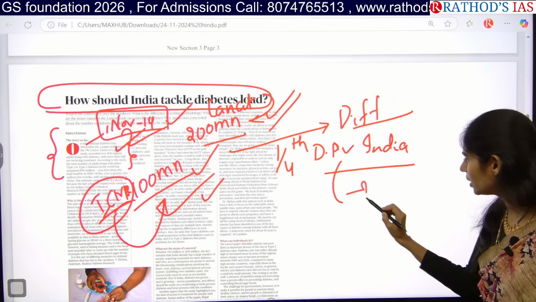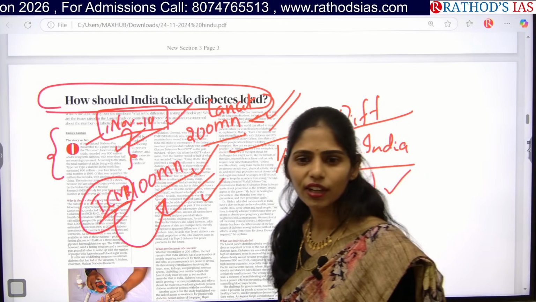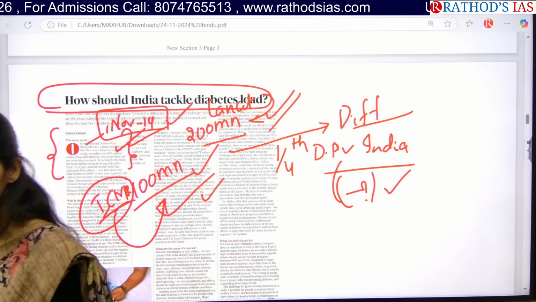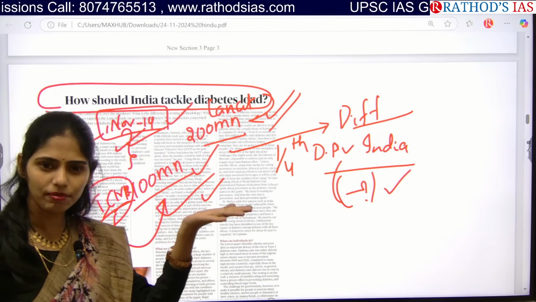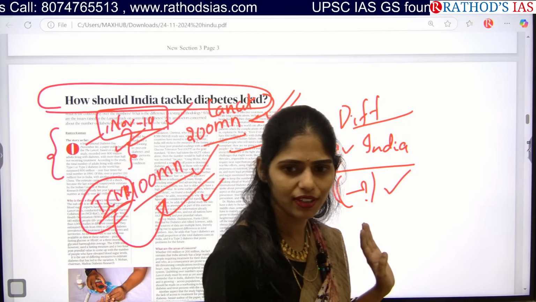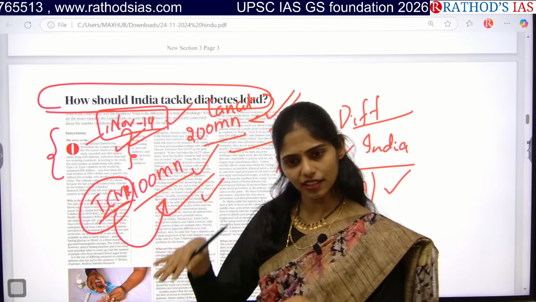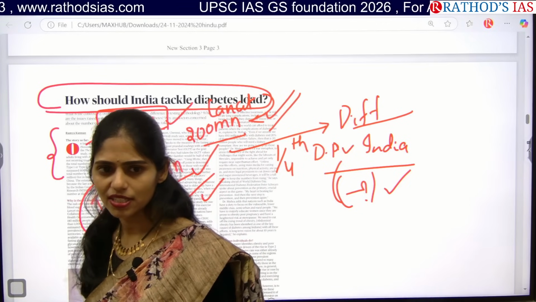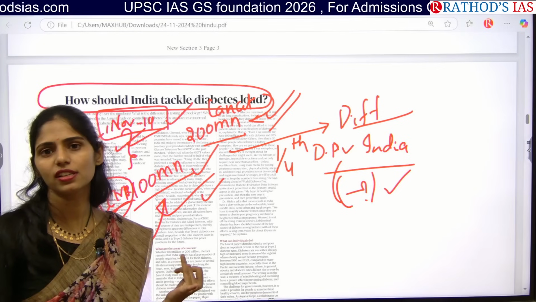Okay, so now, what steps can be taken by our country to control this diabetes? Are you getting my question? So in diabetes, what happens? Blood glucose level or blood sugar level increases because of the hormone called insulin. And here we have different types of diabetes: type 1, type 2 and gestational. Type 1 is where there is no production of insulin itself.